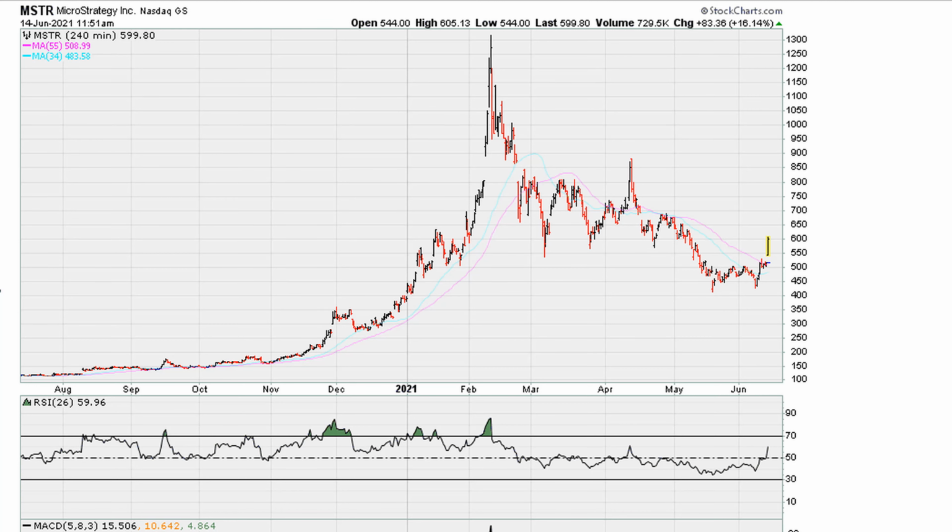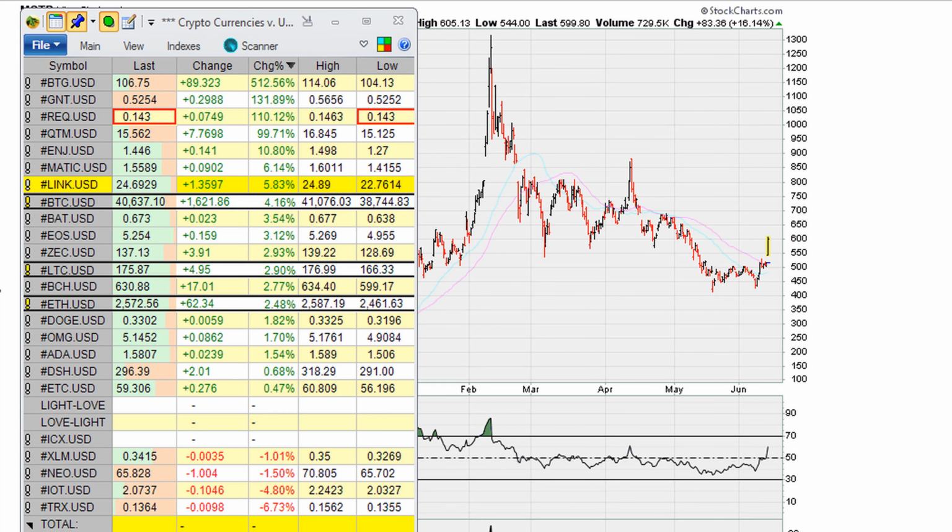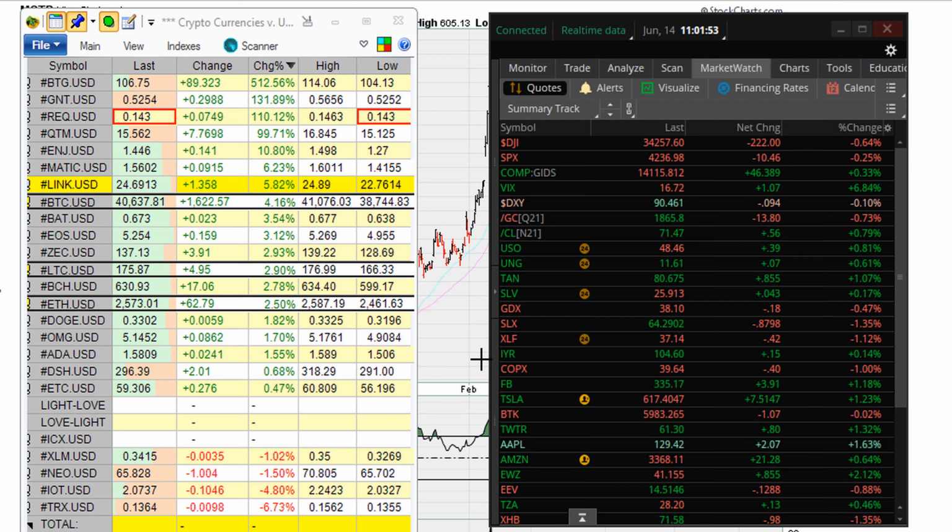And I'll leave you here with a quote for the cryptos and the quote for the general US markets, as they are also showing shallow pullbacks. We shall see. And so it is.